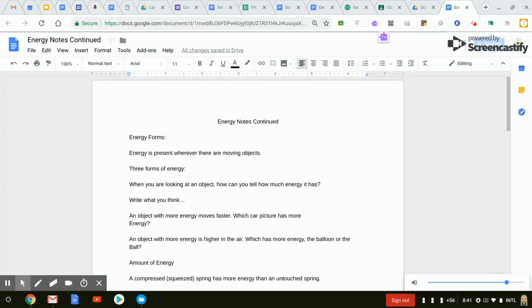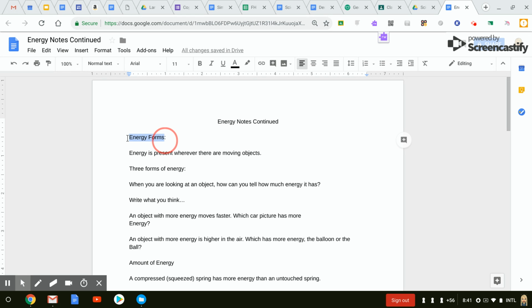Okay, so we're going to continue with energy. Remember, you should have notes open in your notebook. You can continue on the page we were last using for our energy notes, or you can start a new page. It is up to you. We're going to start off with different energy forms.